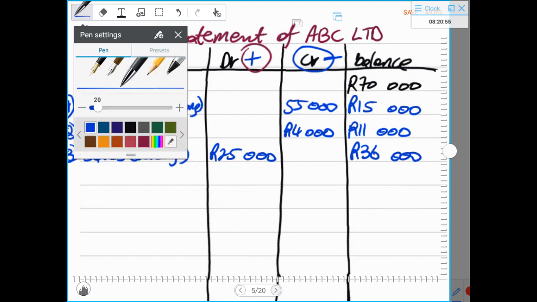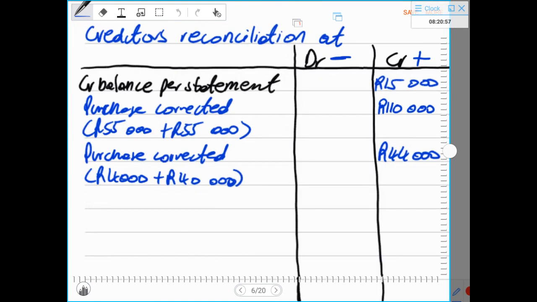So let us go now to our creditors reconciliation. Then we say purchase adjusted.